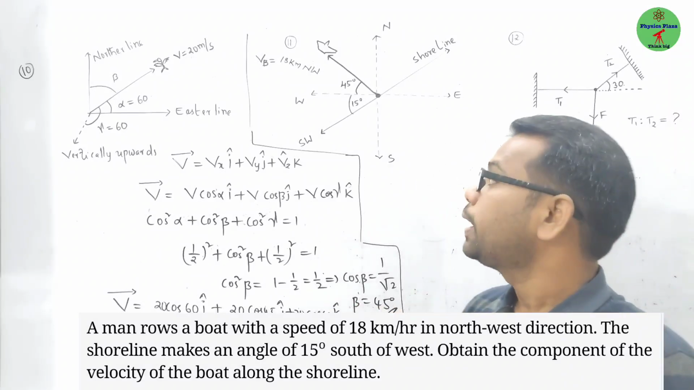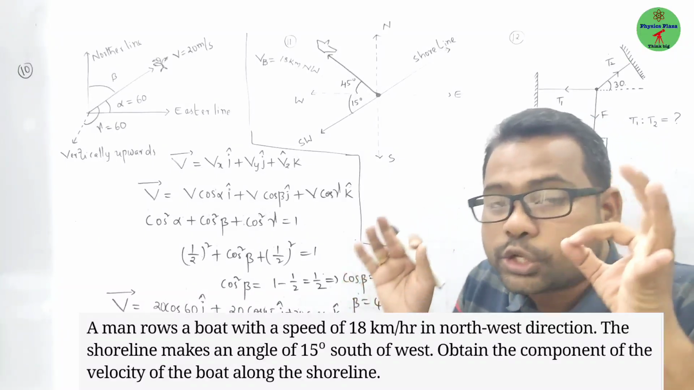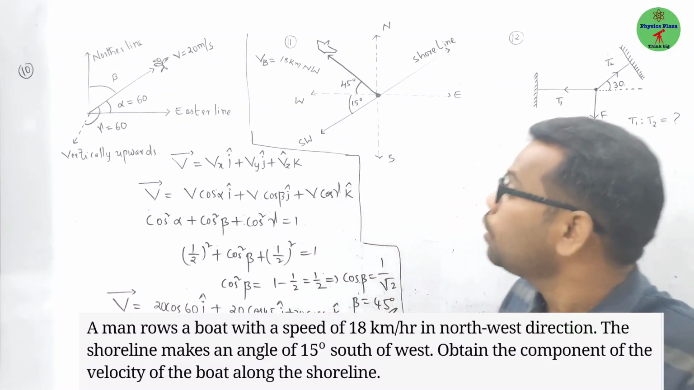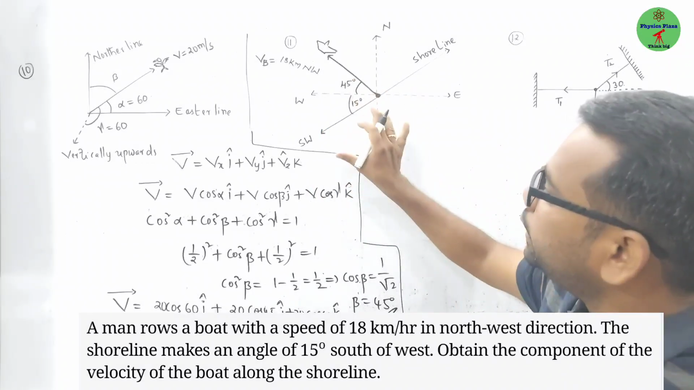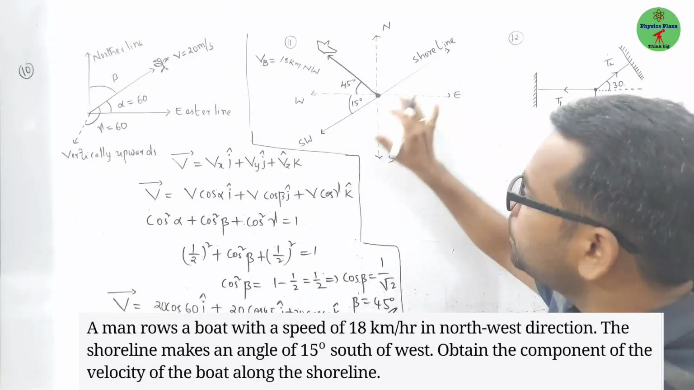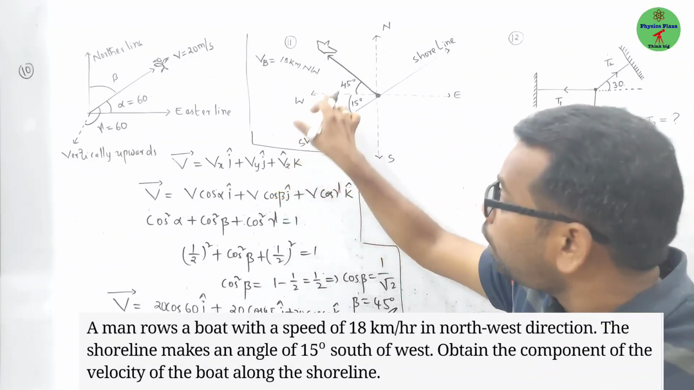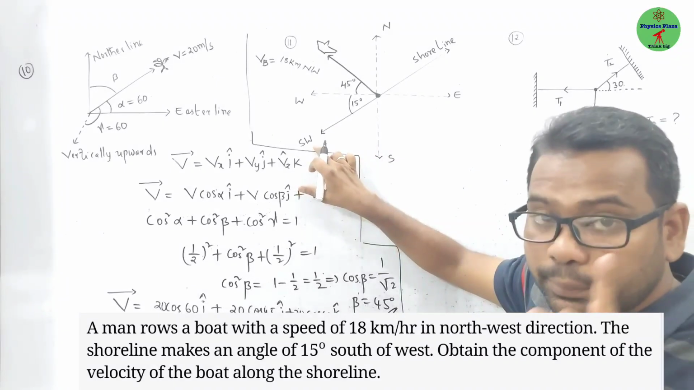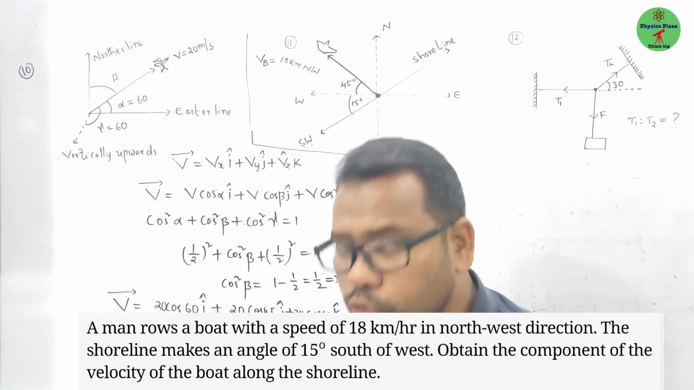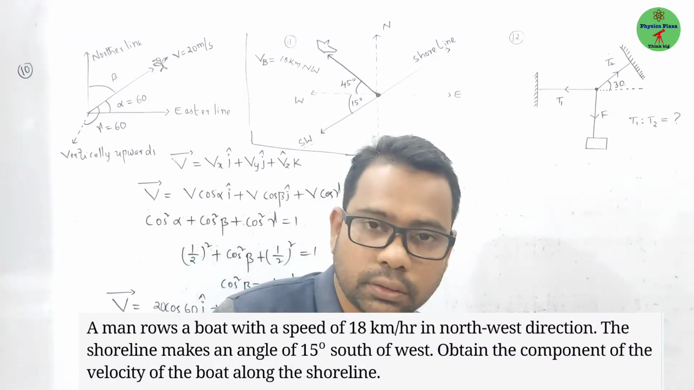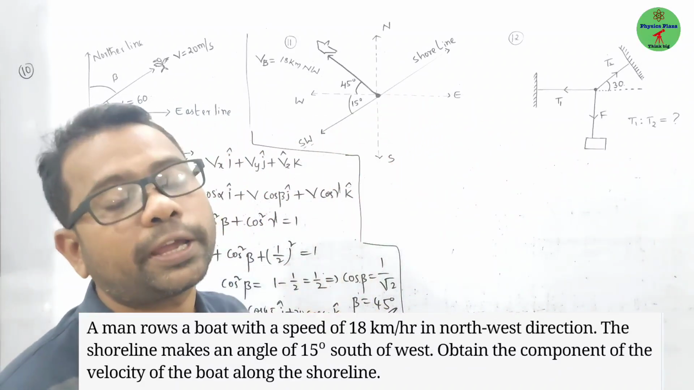Is it clear? Fine. And it is also given that the boat is moving in such a way that the shoreline is making an angle of 15 degrees with the southwest. Try to understand, the shoreline is making an angle of 15 degrees with the southwest, children. Southwest means, towards south from west. Again I repeat once, towards south from west, 15 degrees. Now they are asking us to find the vertical component and the parallel component to the shoreline.